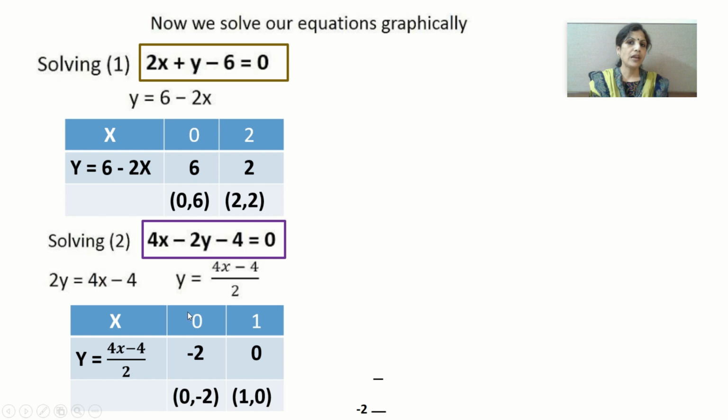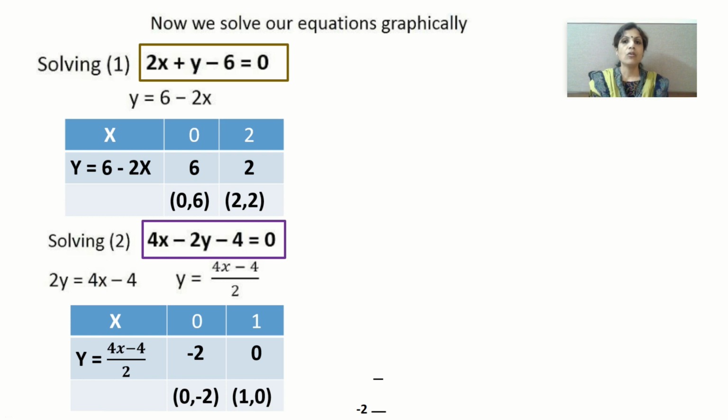Let's substitute the value of x as 0 first. So what do we get? y is equal to 0 minus 4 upon 2, which is minus 2. So 0 comma minus 2 is our first coordinate. Now if I substitute x is equal to 1, I'll get the value of y as 4 minus 4 upon 2, that is 0 upon 2, and 0 upon 2 is again 0. So the next coordinate is 1 comma 0.